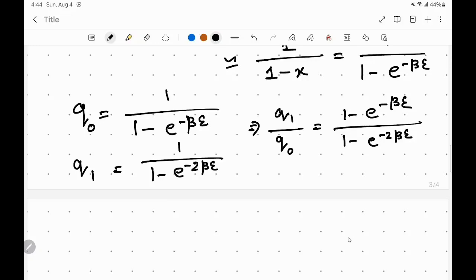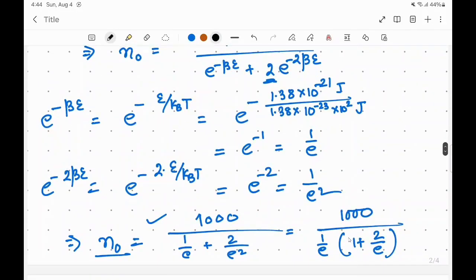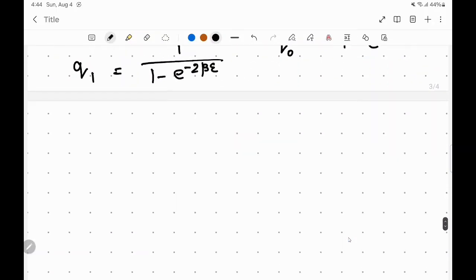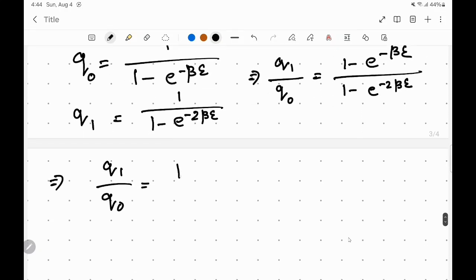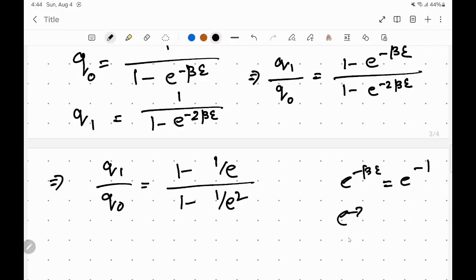Now, if you have the value of beta epsilon, then for convenience we can consider the value from the last problem. Just for checking, e to the minus beta epsilon was 1 by e. So if you put it, Q1 by Q0 will be 1 minus 1 by e, divided by 1 minus 1 by e square. No, no, because e to the power minus beta epsilon is e to the power minus 1, and e to the power minus 2 beta epsilon will be e to the power minus 2. Okay, it's just square.